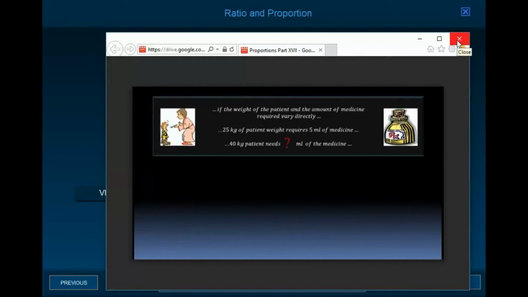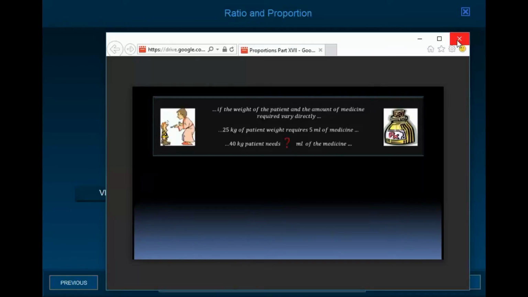Let's look at another type of problem that can be solved using proportions. If we assume that the weight of a patient and the amount of medicine that is required vary directly, we can solve this problem. If a patient that weighs 25 kilograms requires 5 milliliters of medicine, we want to figure out how many milliliters of medicine are required for a patient that weighs 40 kilograms.